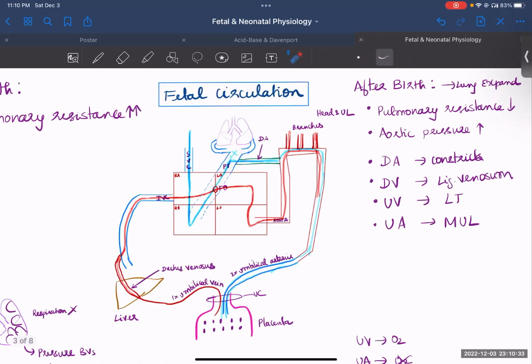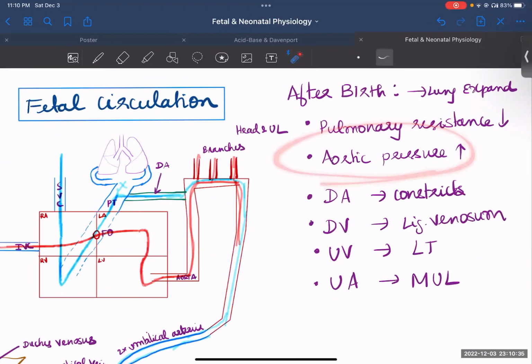As a result, your aortic pressure also will increase because oxygenated blood will start to rise, with more oxygen from the external environment. Now, see, this is your arch of aorta. If aortic pressure is going to increase, this will stop the blood flow from here to here, right? Because pressure is high here. So it is going to make the blood go through this direction.